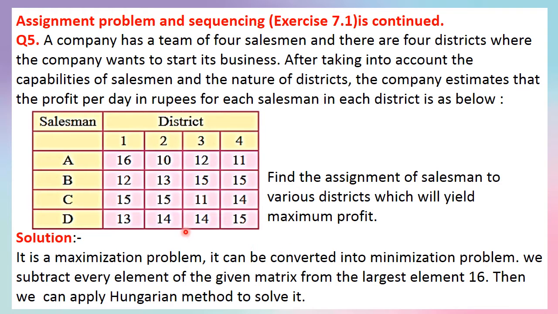Here it is a maximization problem. So it can be converted into a minimization problem by subtracting every element of the given matrix from the largest element, that here it is 16. So we subtract every element from this largest element and form a new matrix, and then we can apply the Hungarian method to solve it after converting into a minimization problem.